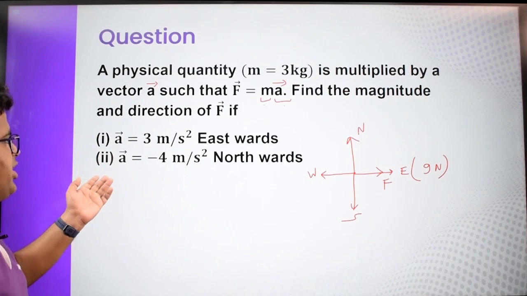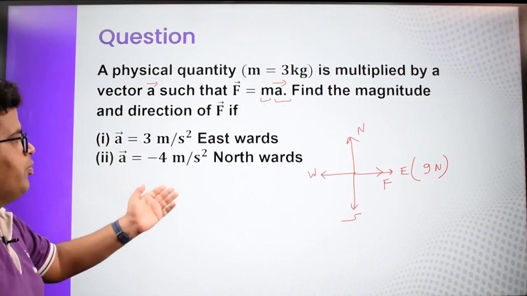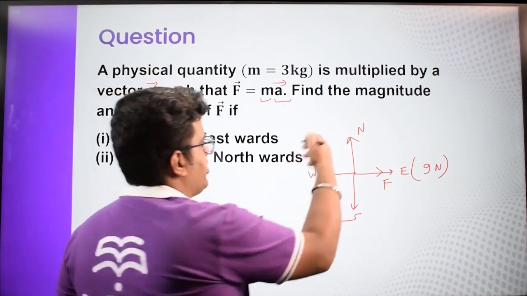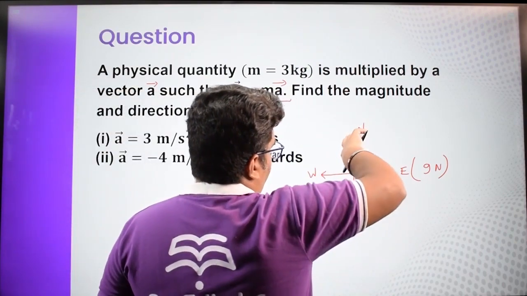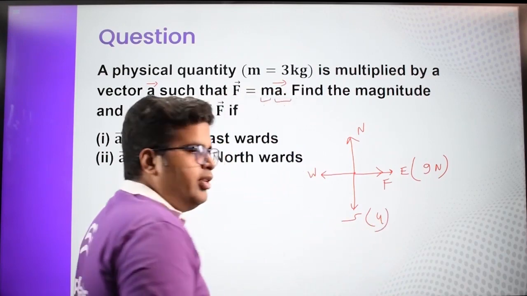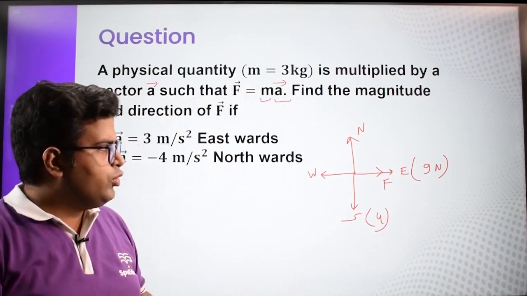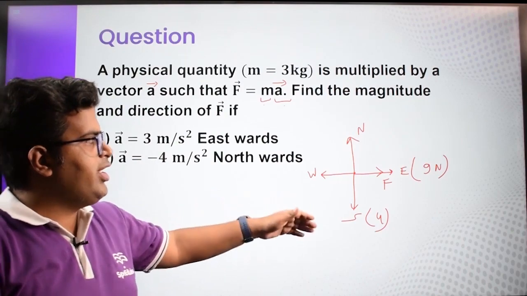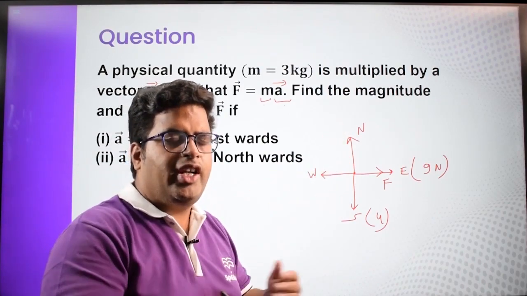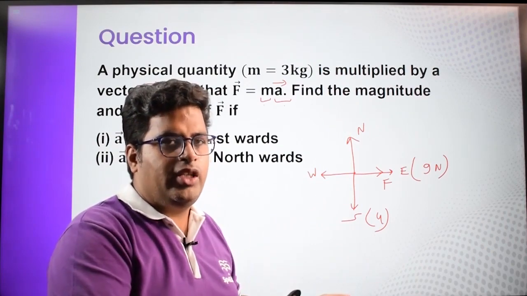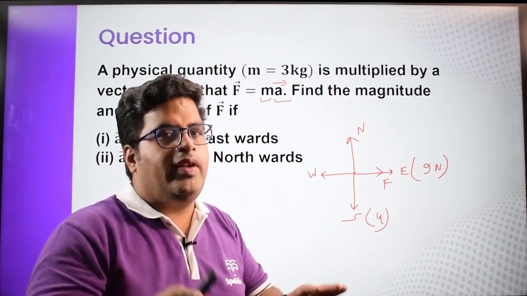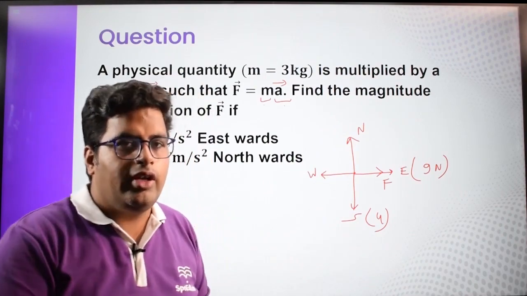Now the next one is acceleration of minus 4 meter per second square northwards. If I ask you, minus 4 towards the north, if you take the negative of a vector, that will be 4 towards south. Or if you want to take it as towards the north only, we can take the sign as well. So if minus 4 is towards the north, it means it is not acceleration, negative acceleration indicates that retardation is happening there.